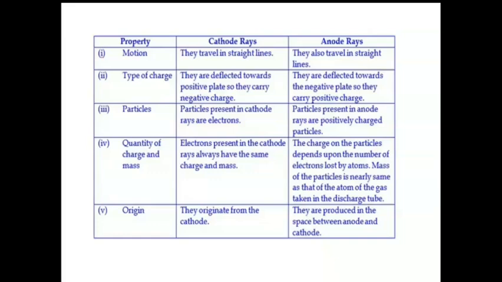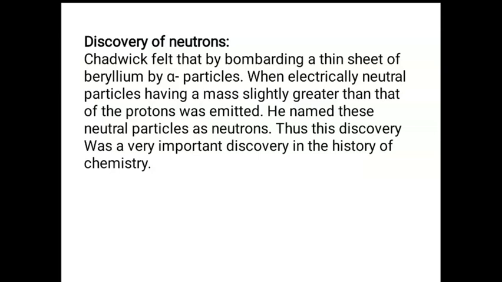So here is the difference between cathode rays and the anode rays in a tabulated manner, in context to motion, type of charge, particles, quantity of charge and mass, and the origin. Let us talk about the discovery of neutrons. Now, discovery of neutron, actually the credit goes to Chadwick.